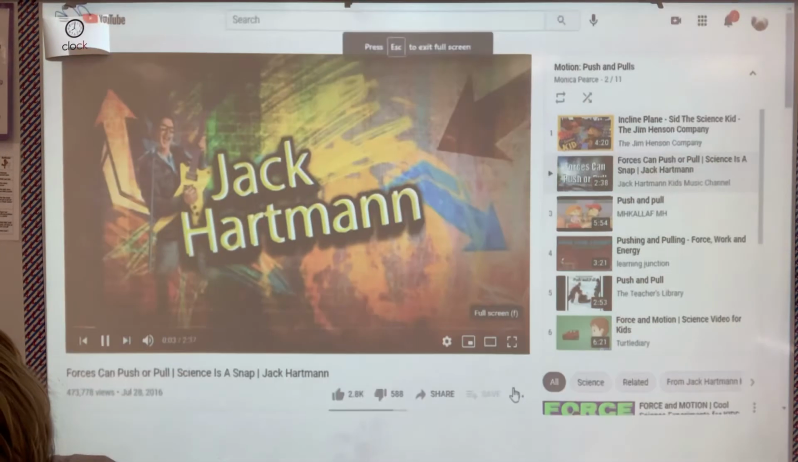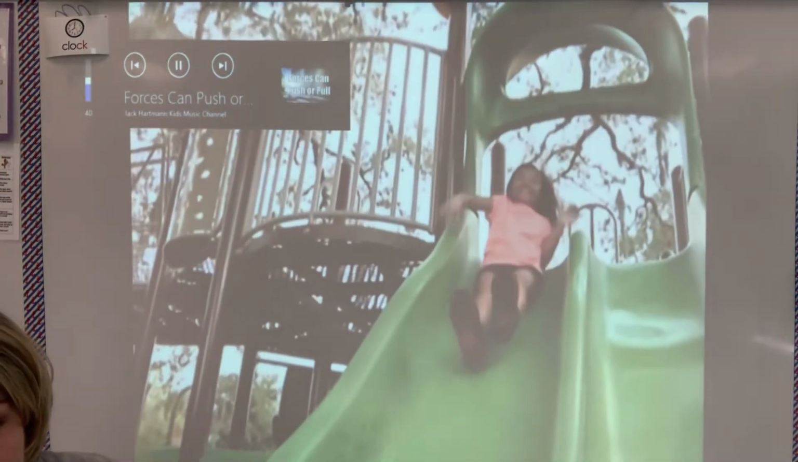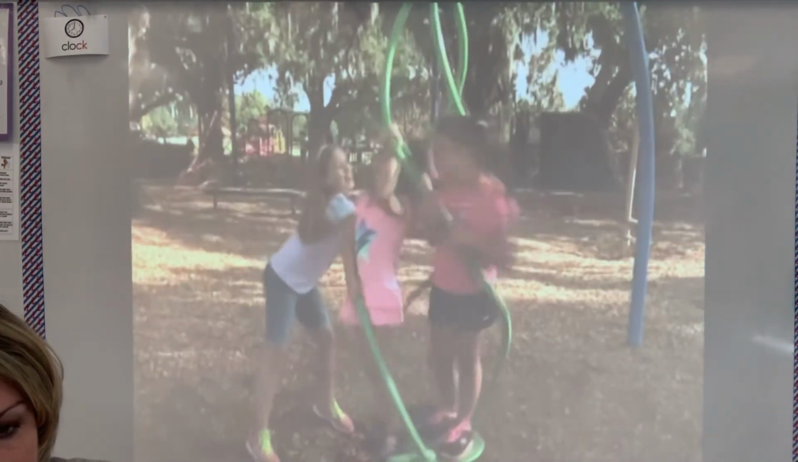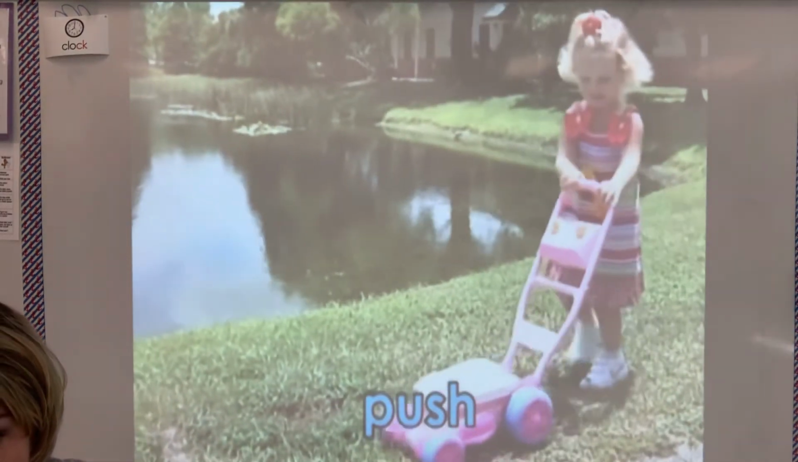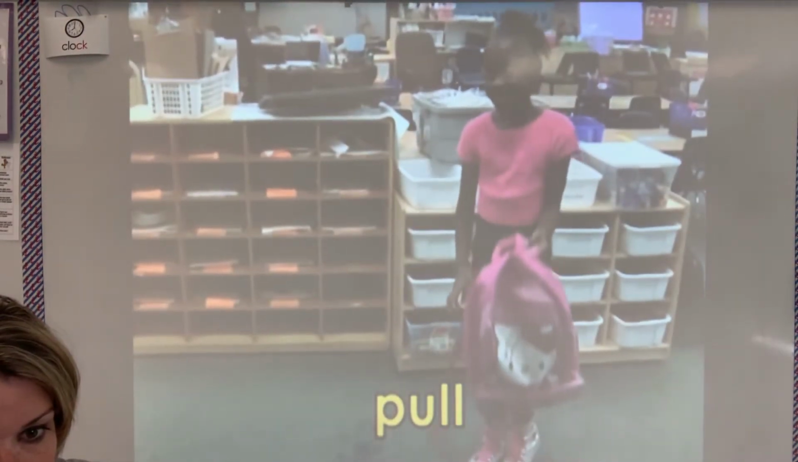Children's songs make your brain and body strong. Forces make things go up. Forces make things go down. Forces make things go back and forth. Forces make things go round and round. Forces push, push, push. Forces pull, pull, pull.